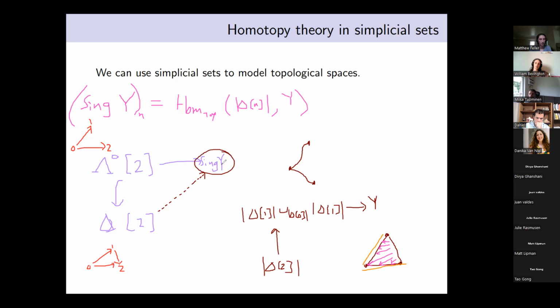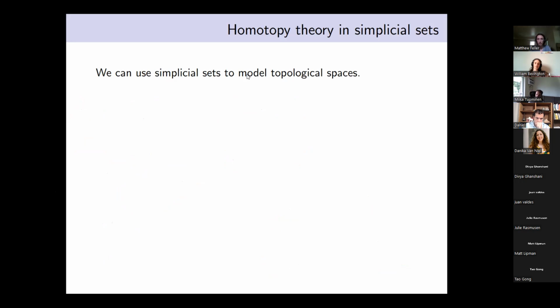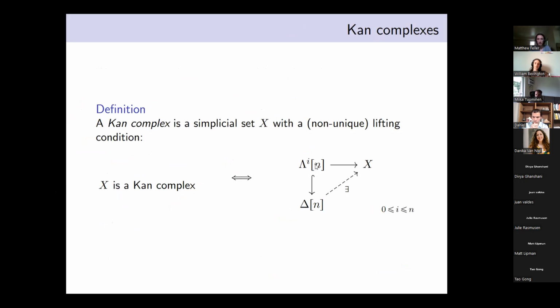And so the moral of the story here is that if you have some topological space and you take the simplicial set associated with it, Sing Y, it has these horn extensions. I've done it for 0, 2 here, but you can do it for any choice of i and n. And so a simplicial set that satisfies this condition of having horn extensions like this is called a Kan complex. We think of a Kan complex as being a simplicial set that behaves like a topological space for this reason.